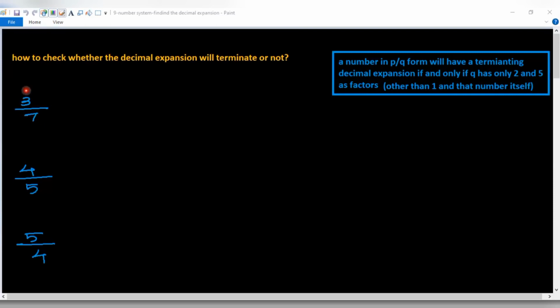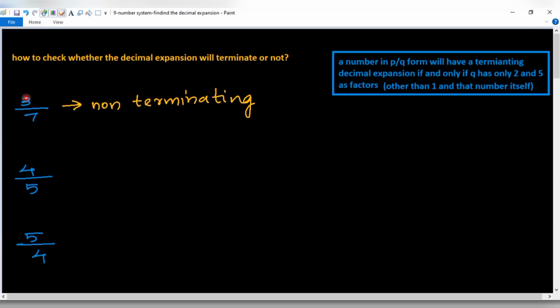See here as an example, 3 by 7 is given. Will it terminate or not? See, 7 has factors 1 and 7. The 2 and 5 are not factors of 7. So we can say this will not terminate. So it is non-terminating. Then we have to think whether it will repeat or not.